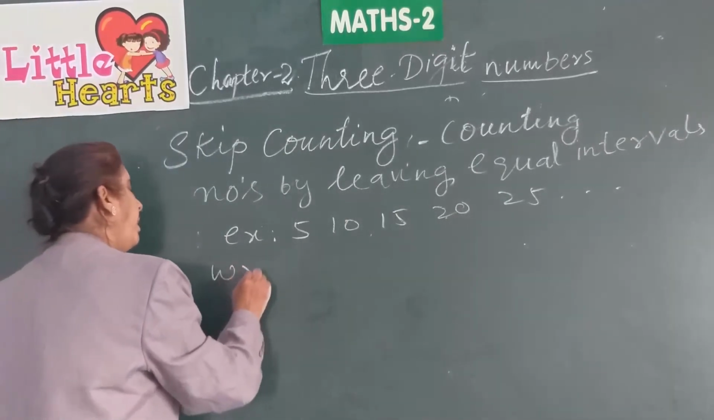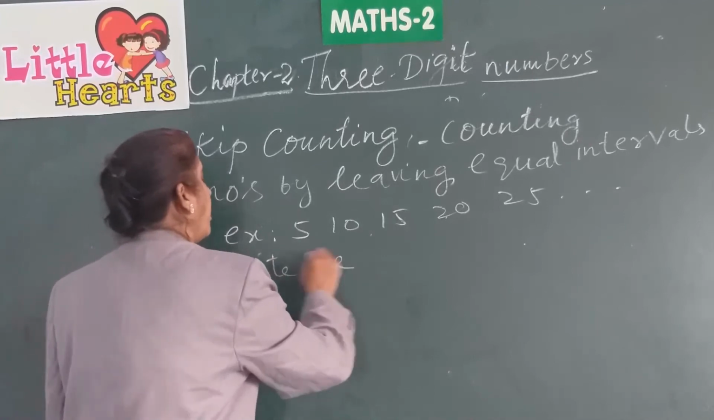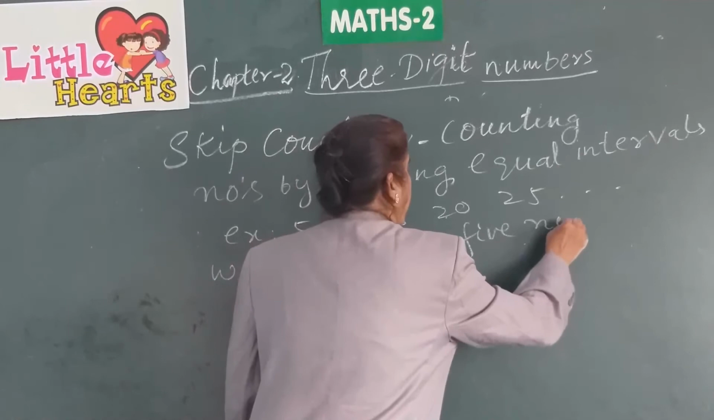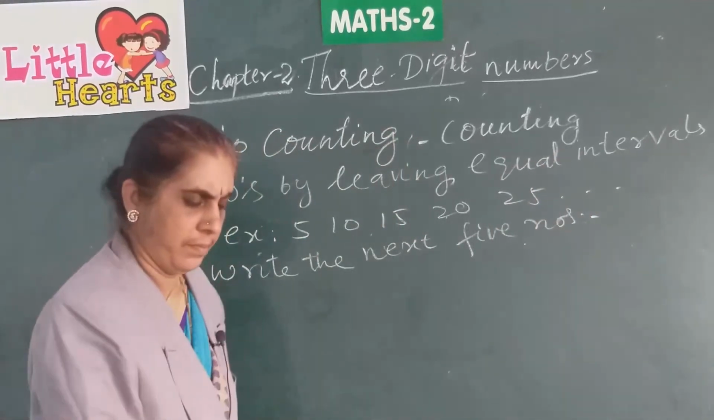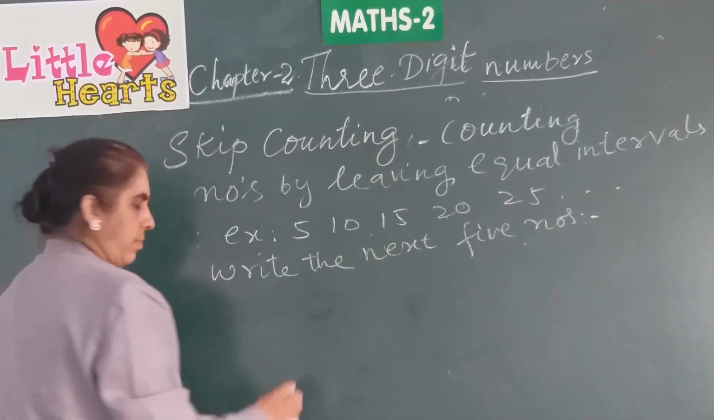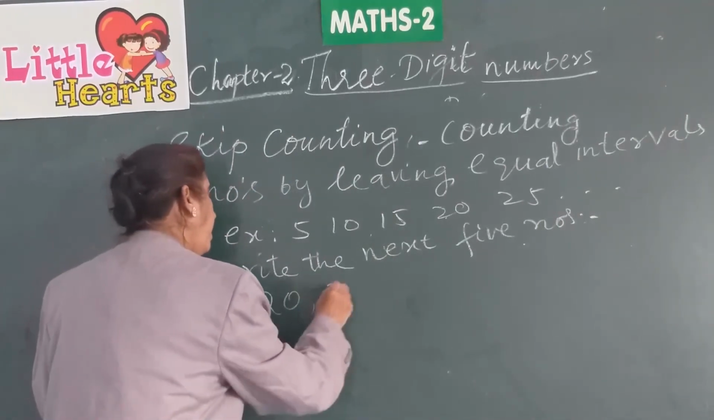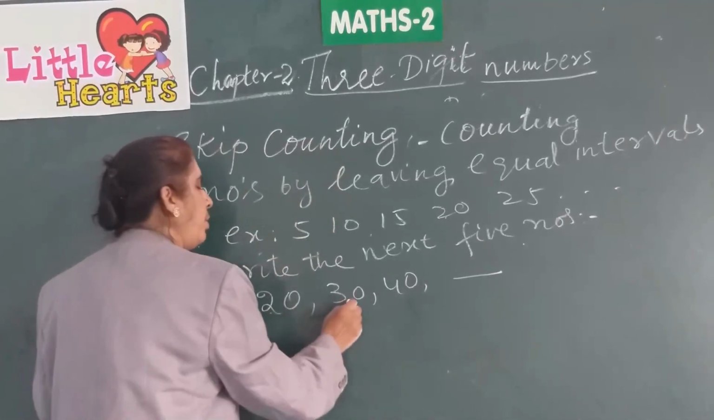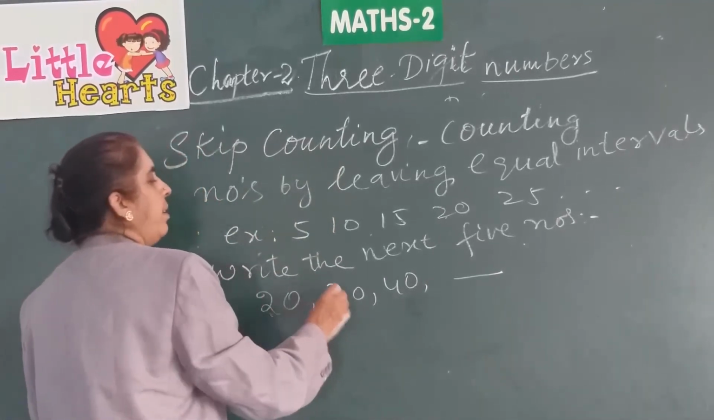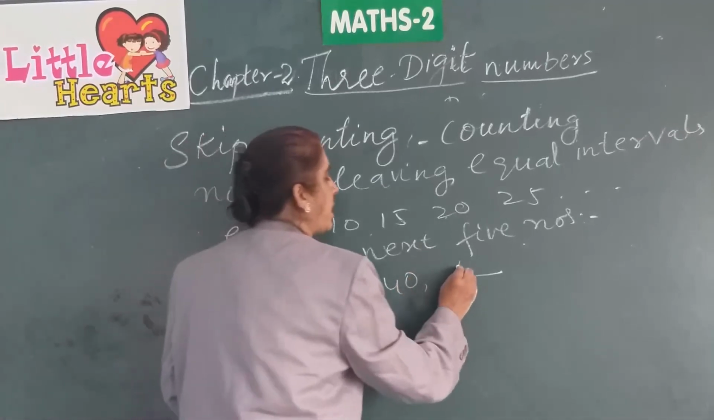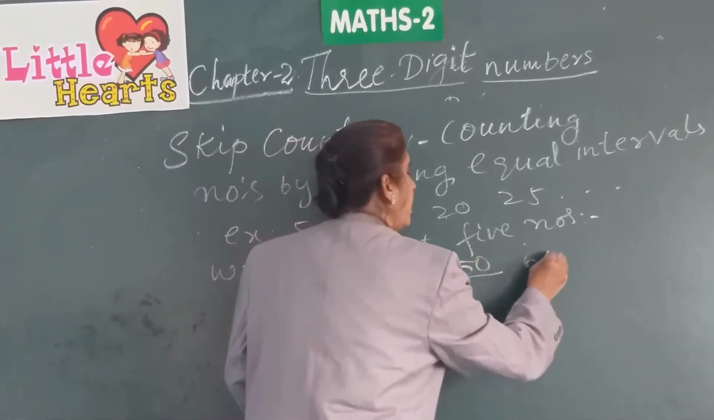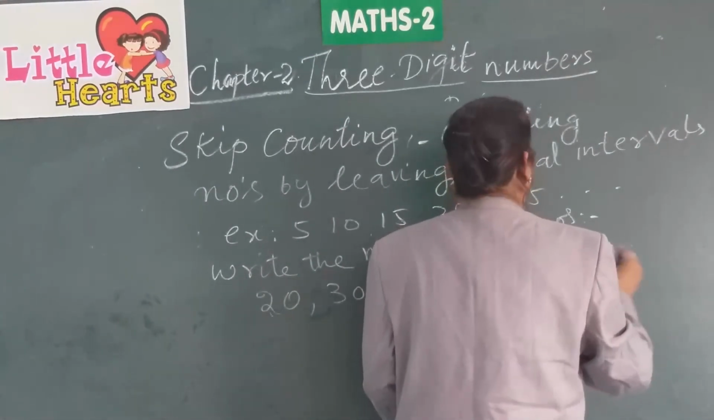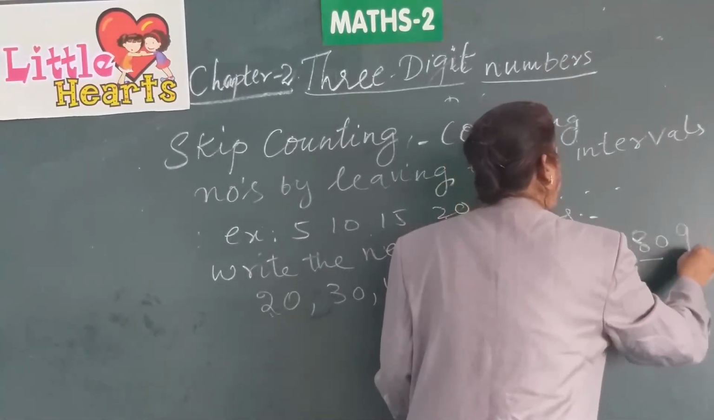Now, write the next 5 numbers. 20, 30, 40. So you observe the gap between two successive numbers is 10. So you have to add 10 to get the next number. 50, 60, 70, 80, 90.